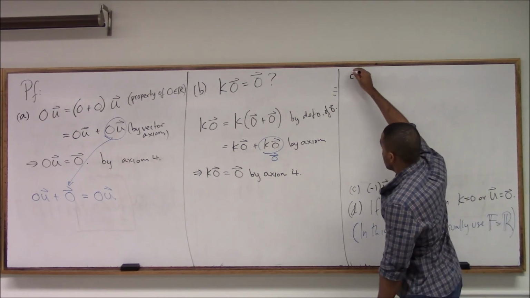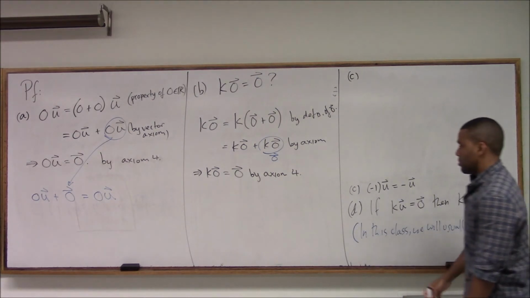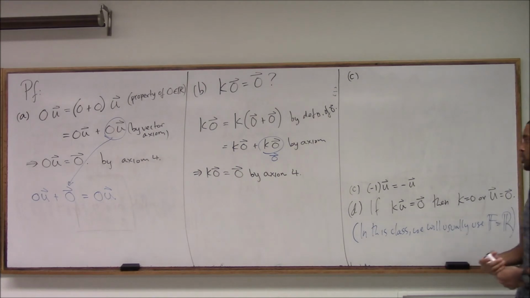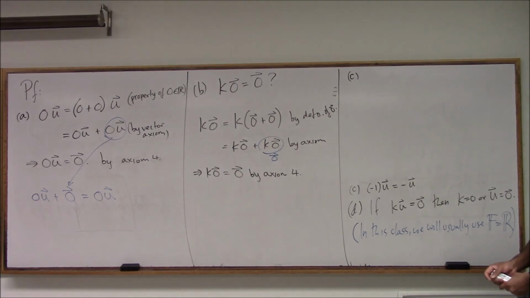What about part C? How would I prove that if I take negative 1 times u, that's by definition the negative of u? Wouldn't that be like 1 over u? No. Would it be kind of like the same reason we get the 0, kind of looking at it as a real number, the negative 1? Okay, but how would you go about it? Split it into 0 minus 1 and then distribute.